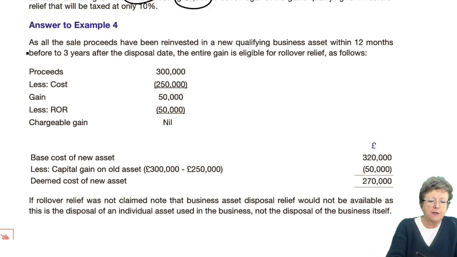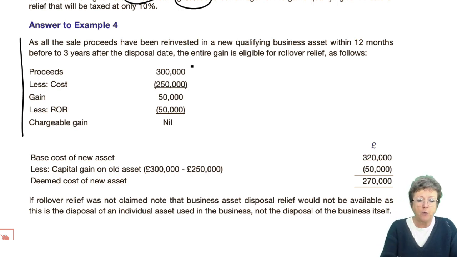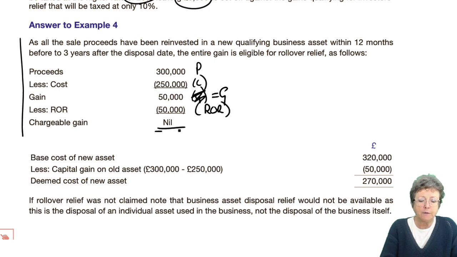So this is the original computation of gains. All the proceeds are reinvested in a new qualifying business asset within 12 months before and up to 3 years after. The entire gain is eligible for rollover relief. So proceeds less cost equals gain, less rollover relief. Nothing is taxable.